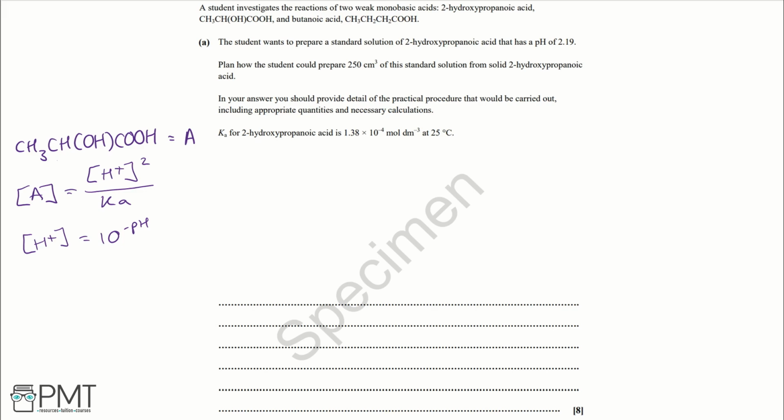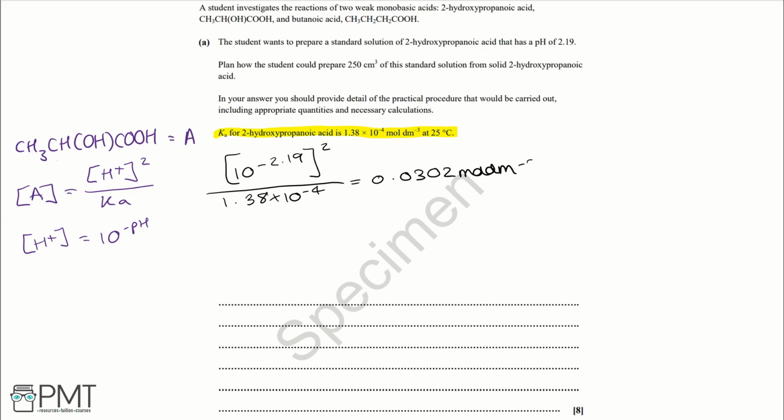So what we can do is 10 to the minus 2.19, and this is going to be squared, and then divided by 1.38 times 10 to the minus 4, which is our Ka value for 2-hydroxypropanoic acid at 25 degrees Celsius. So that's going to give us our concentration of 2-hydroxypropanoic acid, which equals 0.0302 moles per decimeter cubed.